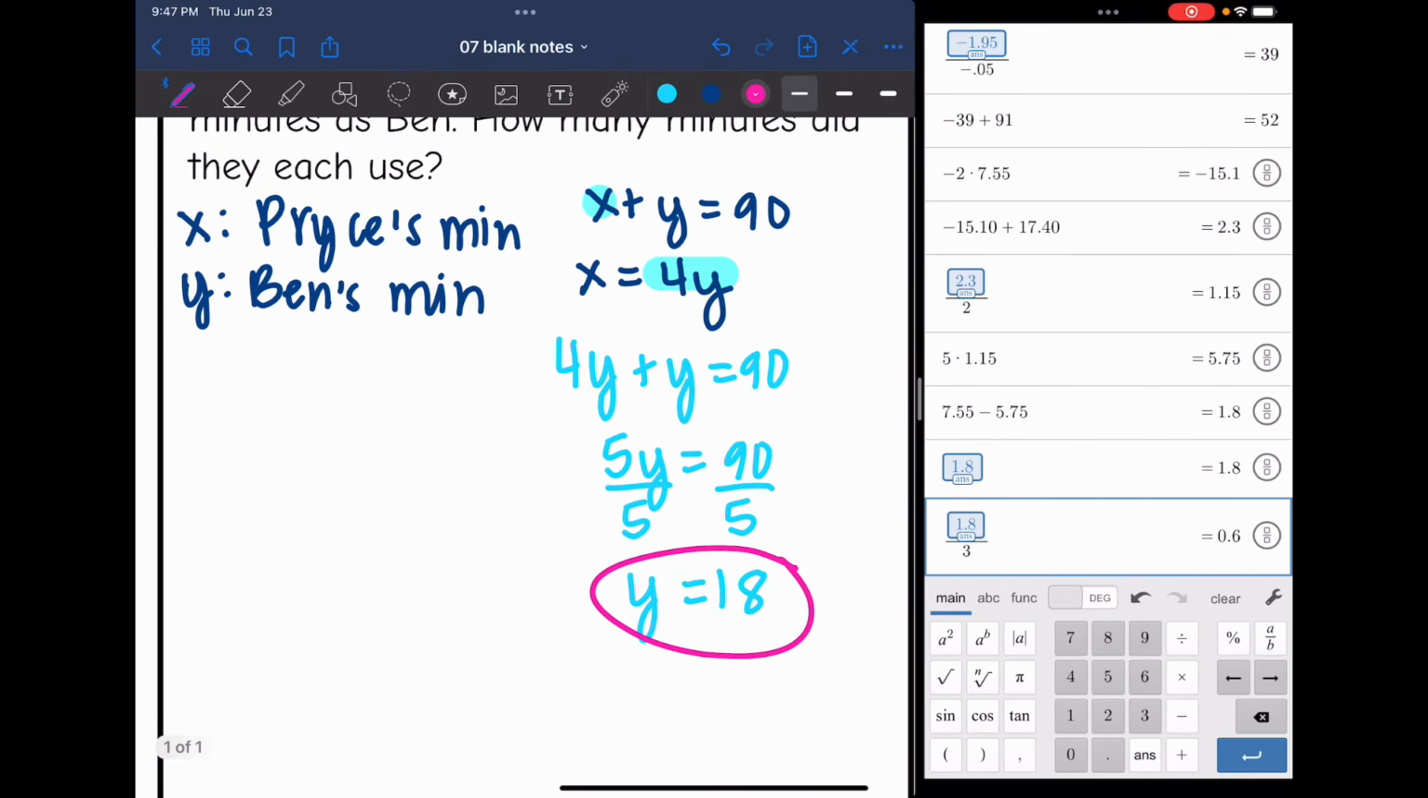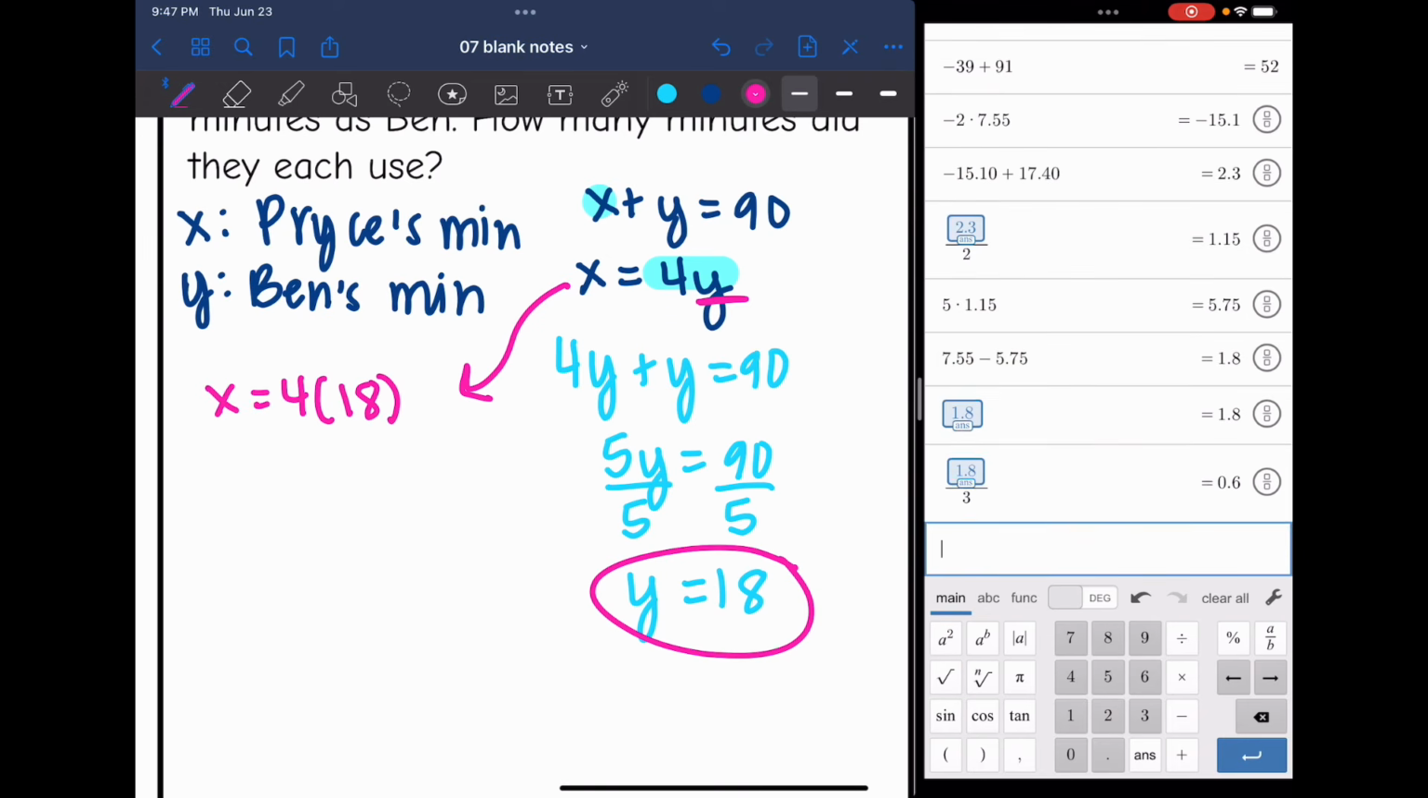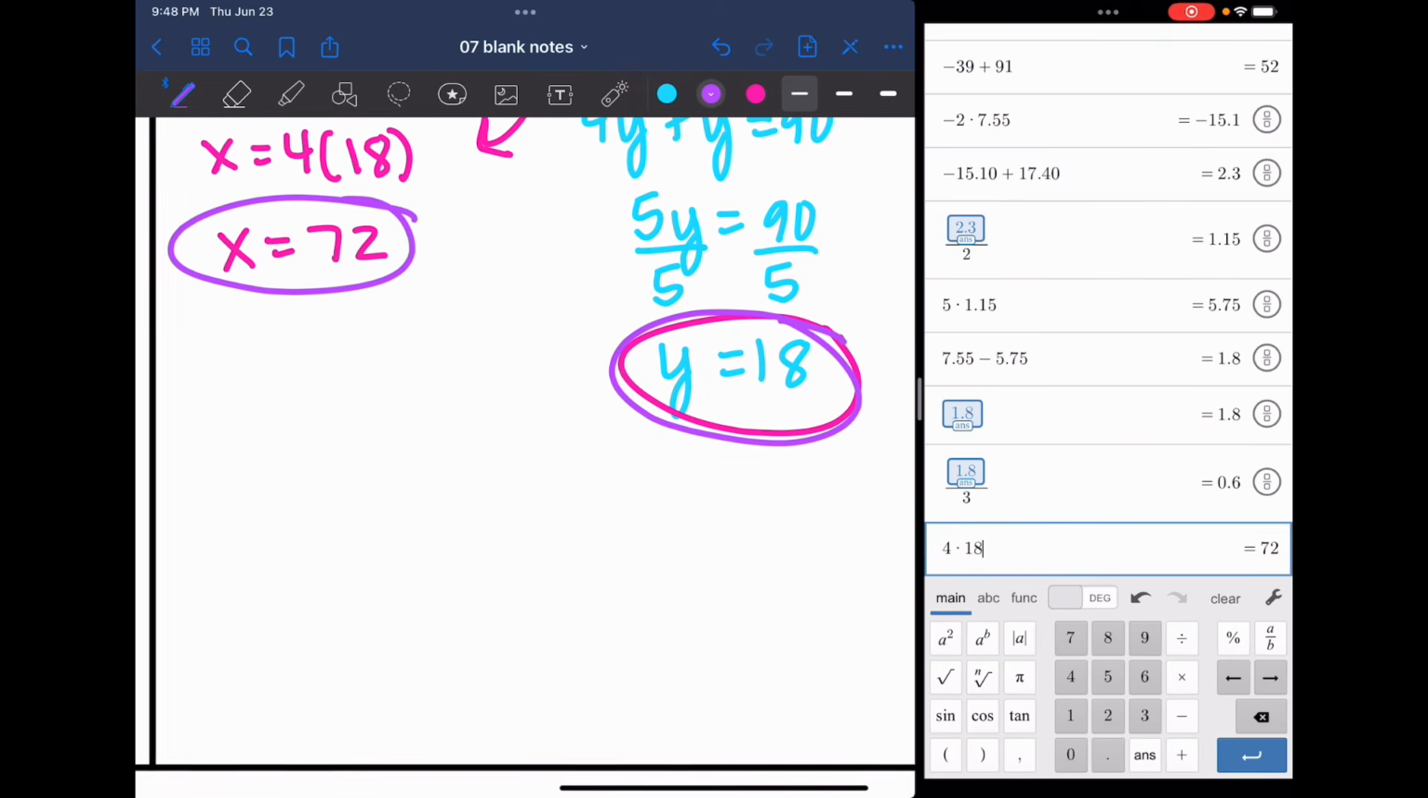Now I just need to figure out how many minutes Price used. So I'm going to replace y with 18. So it'll be x equals 4 times 18. So 4 times 18 is 72. So x equals 72. So now I have the number of minutes that Price used. It was 72 and Ben used 18.